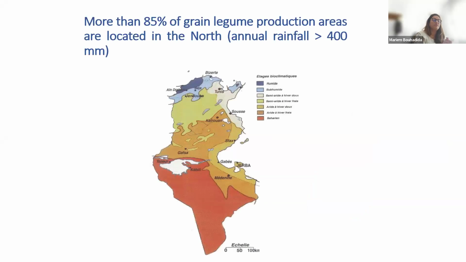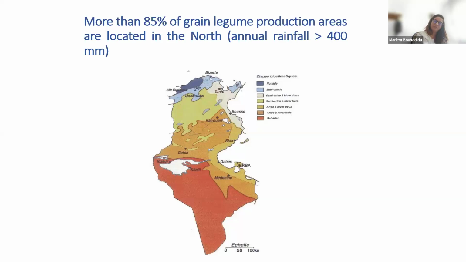So more than 85% of grain legume production areas are located in the northern region, where annual rainfall is superior to 400 millimeters. However, in recent years, rainfall has become highly irregular. And in some seasons, this has significantly affected legume production.